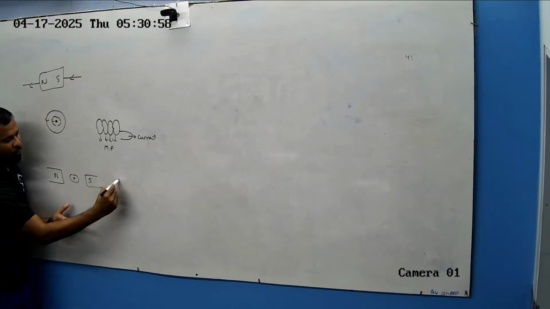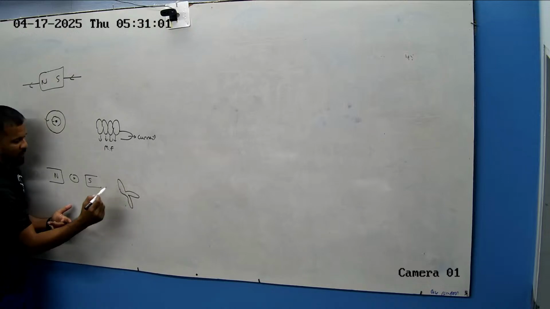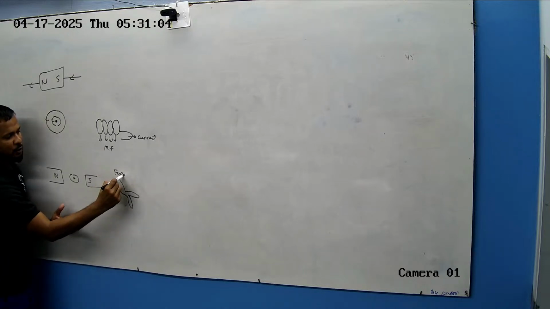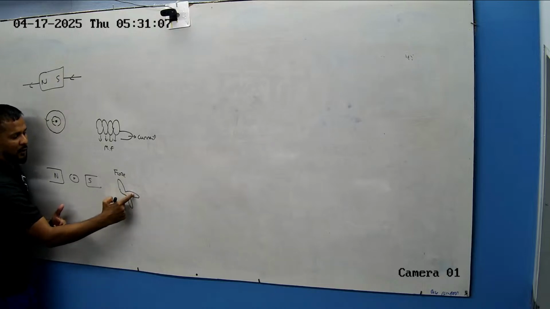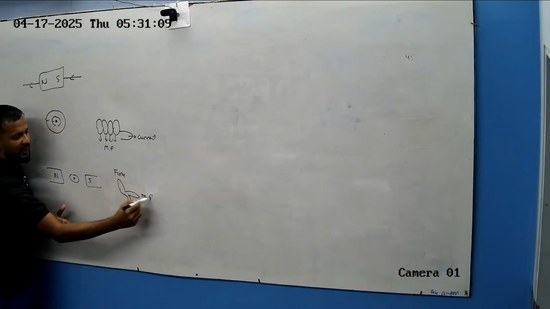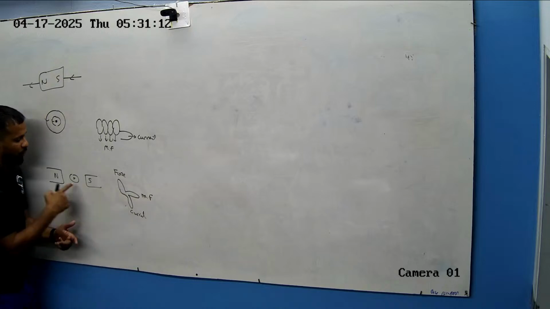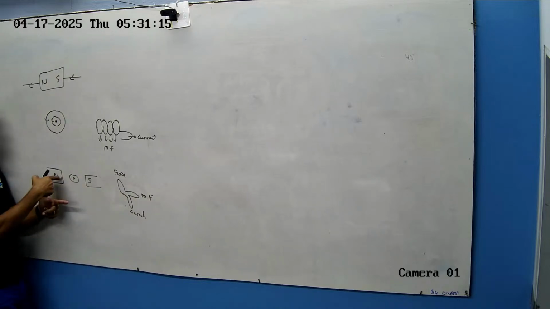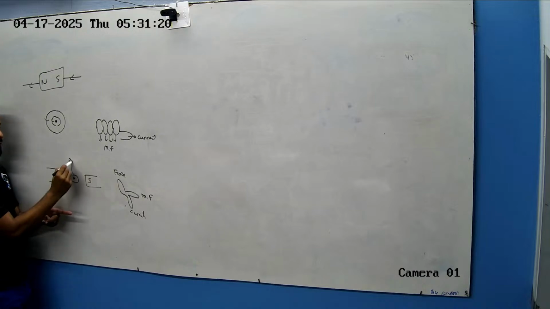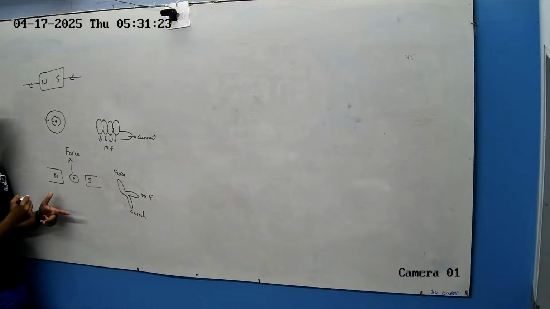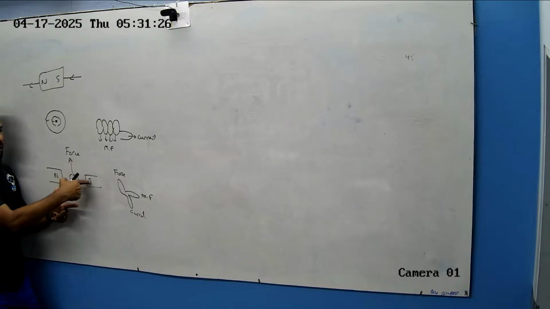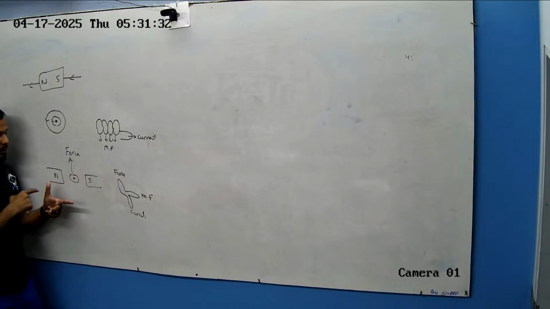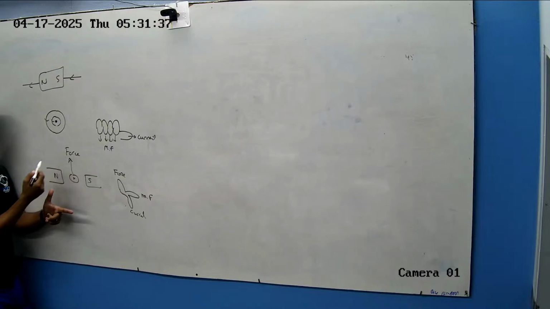So Fleming's left-hand rule: thumb, first finger, middle finger. Your thumb is the force, that's what you're trying to find. Your first finger is your magnetic field, and your middle finger is the current direction. So current coming out, magnetic field going north to south. So the force is where? The force is upward. Dot means out, so my middle finger is pointed out of the whiteboard, and my thumb is pointing upwards. So the force is acting upwards.